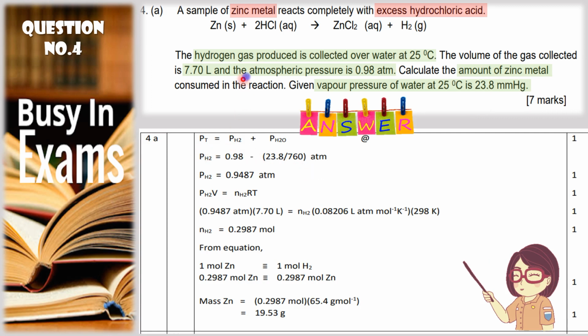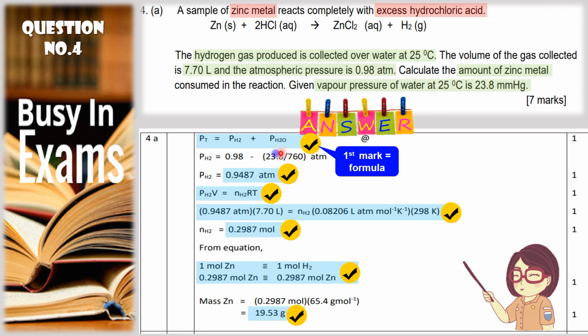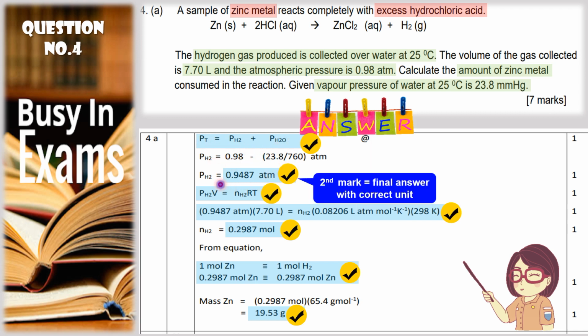What should you do? First of all, you have to find the partial pressure of the hydrogen gas produced. The atmospheric pressure 0.98 refers to the total pressure. So use the formula P total equals partial pressure of hydrogen gas plus partial pressure of water. The water vapor pressure is already given as 23.8; convert it into atm, because it must be the same unit as the total pressure. The first mark is for writing the formula or the substitution, 1 mark. Then the partial pressure of hydrogen gas with the correct unit, 1 mark.